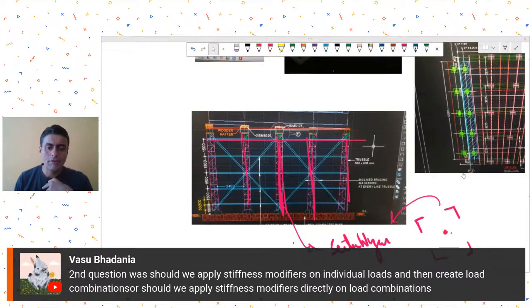Should we apply modifiers on individual loads and then create load combinations, or should we apply stiffness modifiers directly on load combinations? See, I think you are asking this question from the point of view of Midas software that you are learning right now. In ETABS, the modifiers are not provided to load cases or load combinations. The modifiers are just applied to the entire structure.